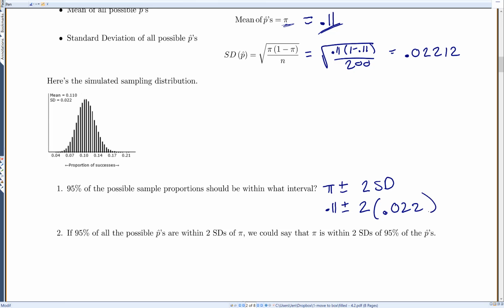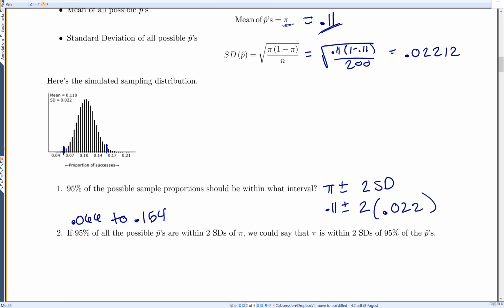Let's see, so 0.11 minus 2 times 0.022. So you do the minus first. So you do 0.11 minus the 2 times that. So you get 0.0662. And then if I do 0.11 plus everything, I get 0.154. So I can tell you that 95% of the possible sample proportions should be between 0.066 and 0.154. So it would be from about here to here. I'm not super on scale, but that would be about 95% of all the possible sample proportions.